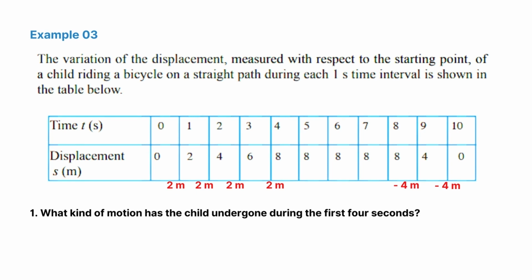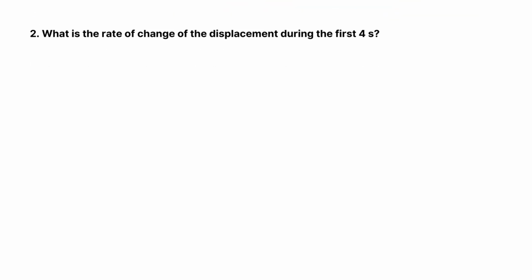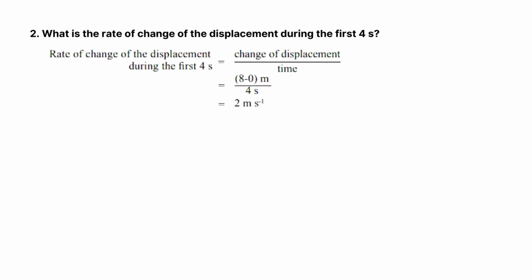So the first question is, what kind of motion has the child undergone during the first 4 seconds? As I told you before, here you can see the displacement is the same value, 2 meters in each second. So that means the child moved with constant or uniform velocity, so we will have to say child moved with constant velocity. Then the next question is, what is the rate of change of the displacement during the first 4 seconds? Rate of change of displacement will be displacement divided by time. So here if we take the total displacement within the first 4 seconds, it is 8, so 8 meters divided by 4 seconds, that will be 2 meters per second.